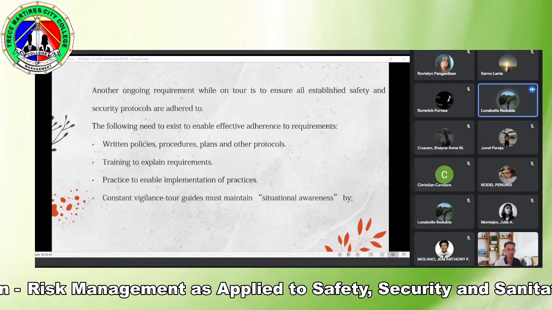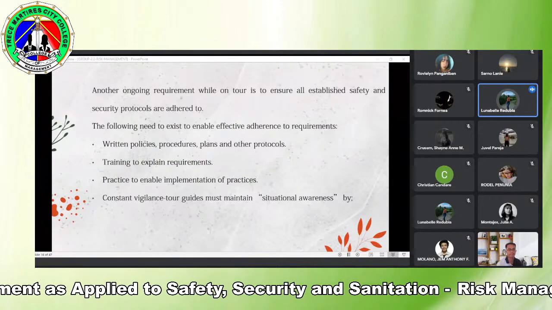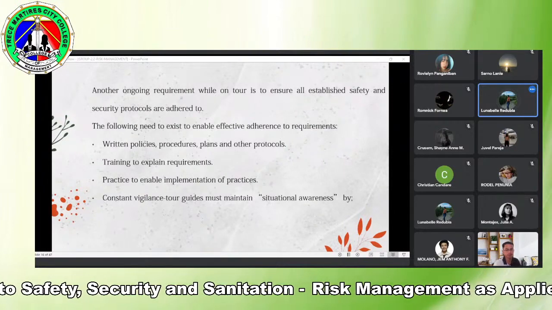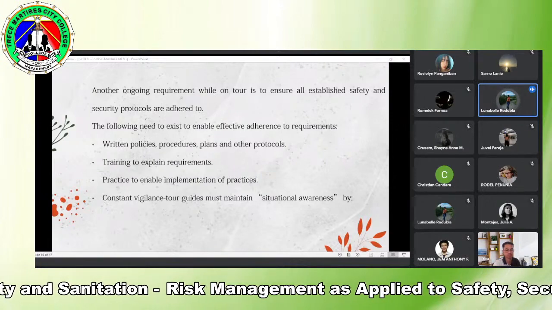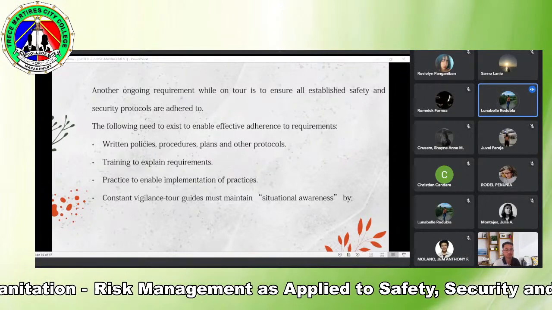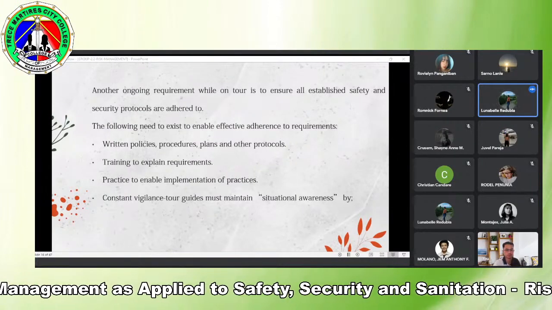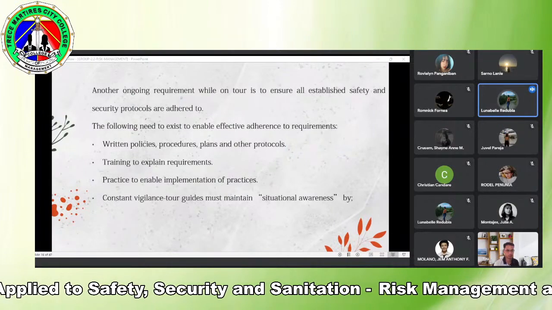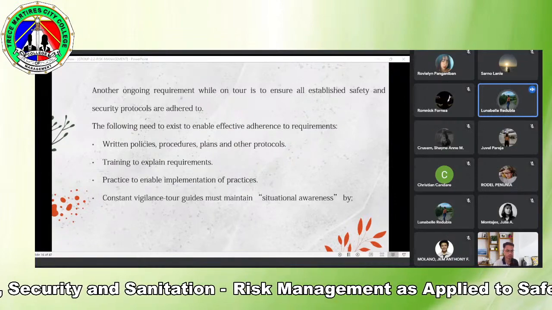In addition, employers should document all training activities and should retain records and employee attendance of all completed trainings. It is a best practice for employers to keep documentation of all the trainings provided to demonstrate compliance with all applicable laws and regulations. Next, practice to enable implementations of practices.